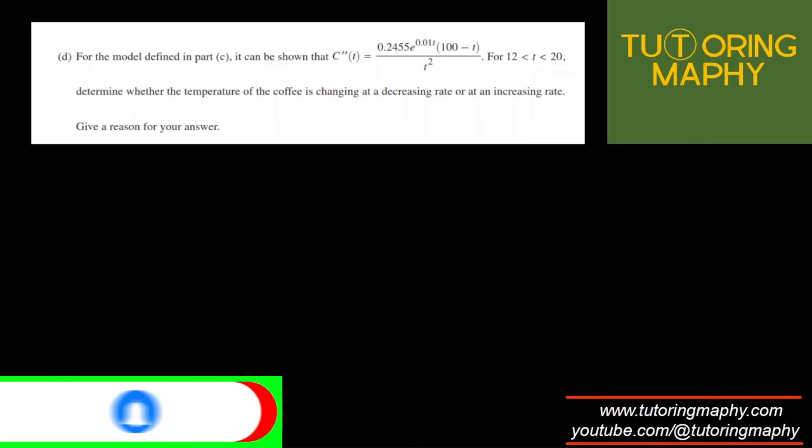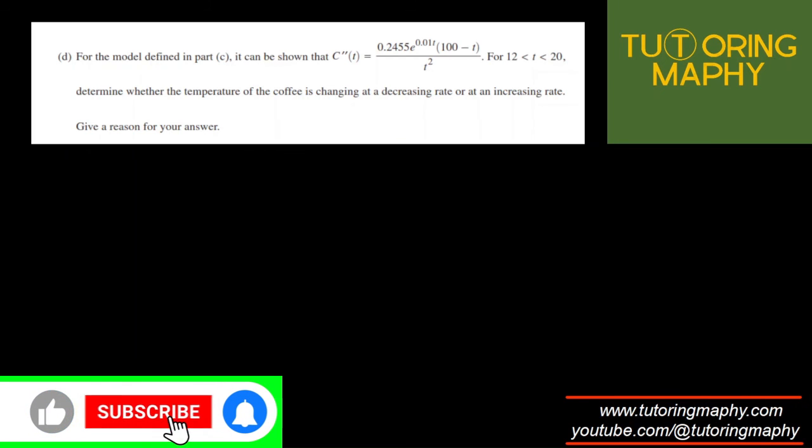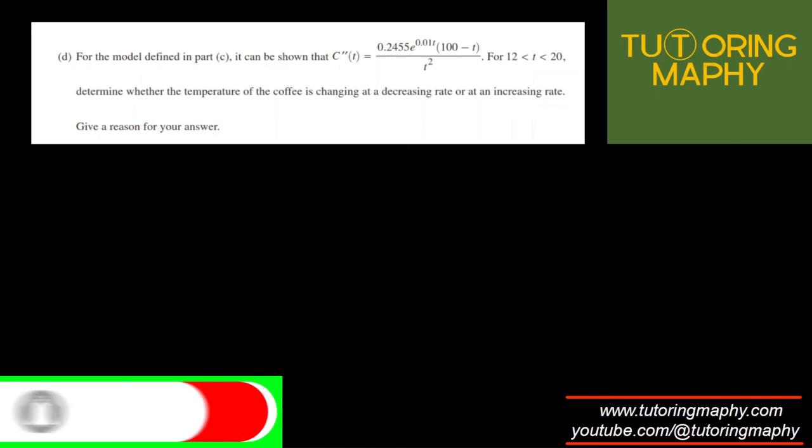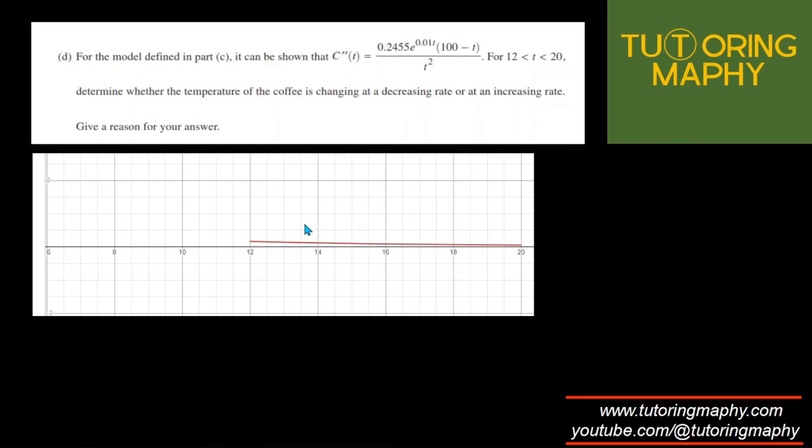The last question. Now we are given that C double prime T is this thing from 12 to 20. Determine whether the temperature of the coffee is changing at a decreasing rate or an increasing rate, and give a reason for your answer. Okay, so I think we can graph this because they are asking whether the temperature of the coffee is changing at a decreasing rate or an increasing rate. The temperature of the coffee is definitely decreasing, but they are asking about the concavity, right? So for the concavity, I think I need to graph this particular function, the double prime. So let's do that. If we graph this, the graph looks something like this.